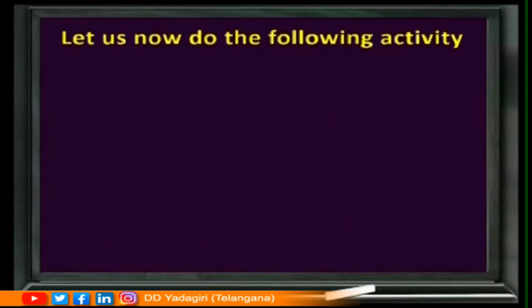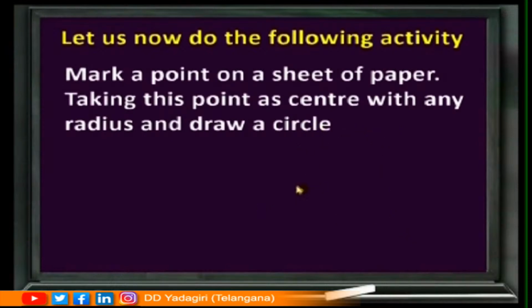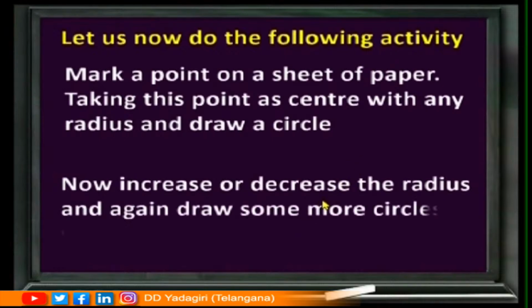Now, do the following activity. Take a paper and mark a point on the sheet of paper. Taking this point as the center, with any radius, draw a circle. Now, increase or decrease the radius and again draw some more circles with the same center. One point we mark here, and taking some radius, we have drawn a circle.